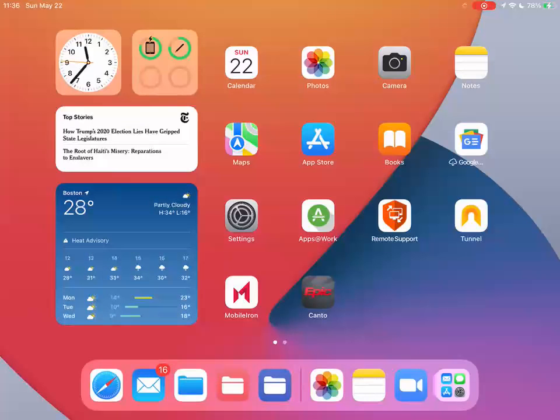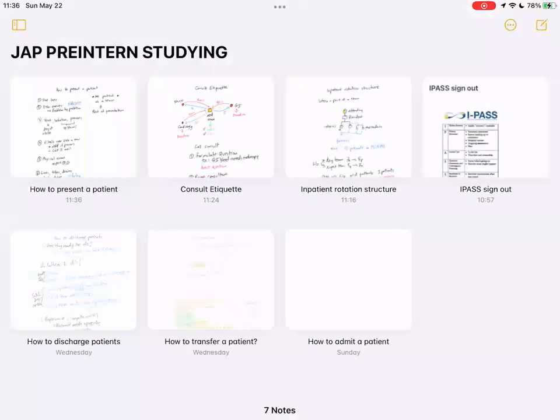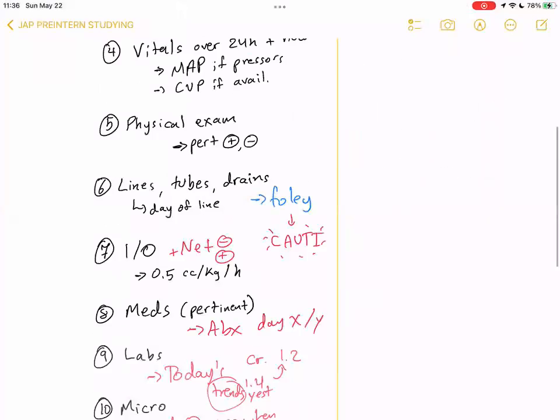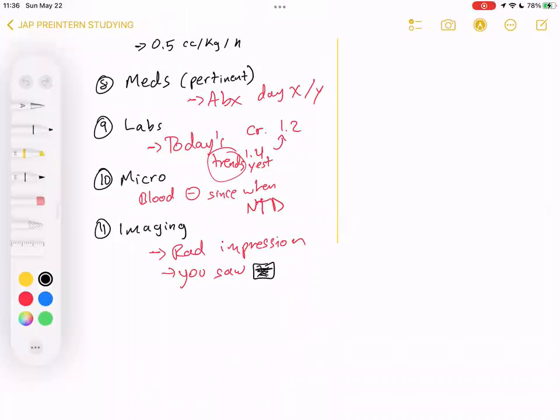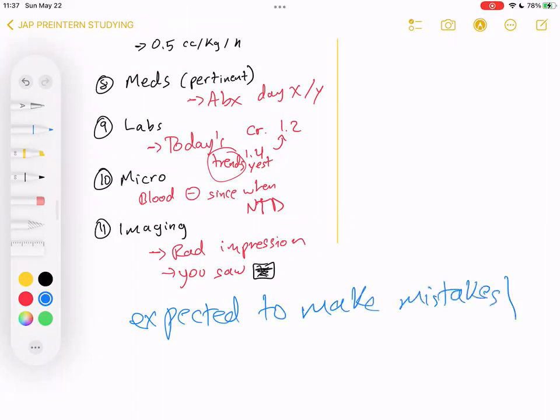Again, remember when you're doing these things, you are expected to make mistakes. Don't be afraid to make mistakes, because everybody knows that you're starting as an intern. Everybody knows that you don't know everything. You're not used to the system. This is all new. And so you're expected to make mistakes, just not recurrent mistakes. That's the idea. Learn from these mistakes.